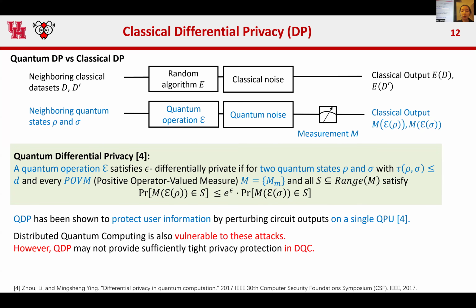But distributed quantum computing, as we know, with several QPUs connected to be a network, is also vulnerable to these attacks we mentioned before. However, QDP may not provide sufficiently tight privacy protection in DQC. So here we get to challenge one: we need to find some new method to protect the privacy in the DQC scenario.